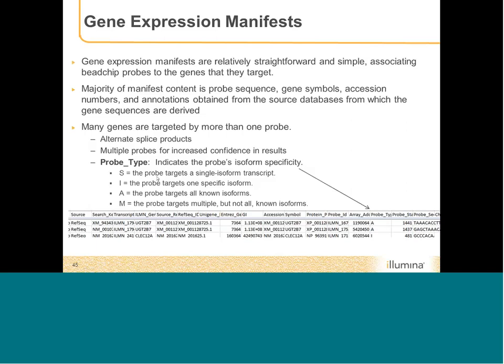The letter S in this column indicates that there's only one isoform, and that probe targets that one isoform transcript. I means that there are multiple isoforms available, and this probe targets one specific isoform. The letter A would mean that the targeted gene has multiple isoforms, but that the probe is in a common area for all isoforms. And the letter M is similar to A, in that the probe targets a region shared by multiple but not all known isoforms. So if you're looking for an explanation as to why there are multiple probes targeting the same gene, there's some designation in this column as to why.